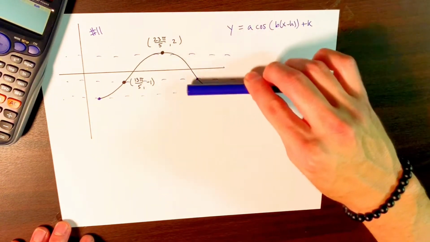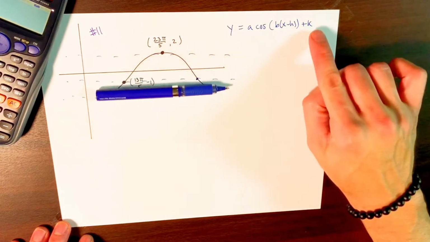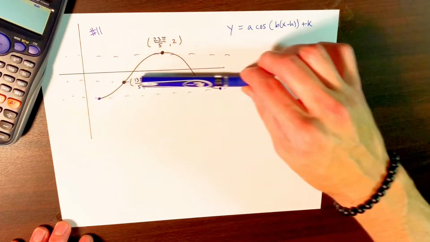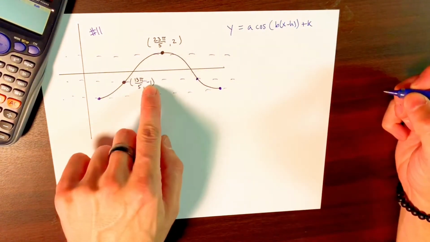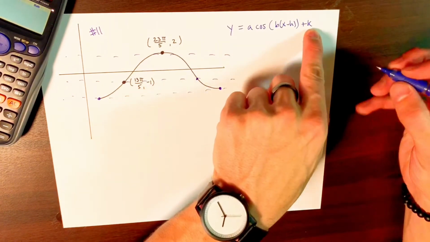Top, middle, and bottom. The middle line is always the k value. So what is the y coordinate of this line? It'd be -1. Goes in for k.